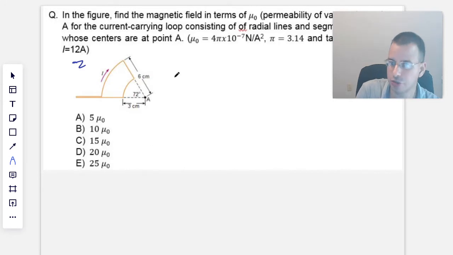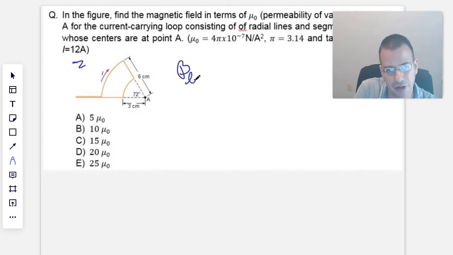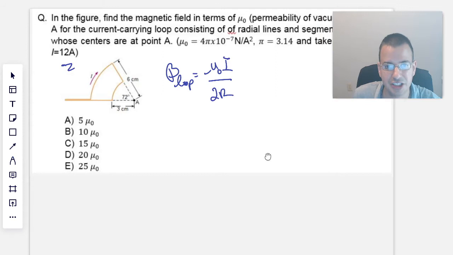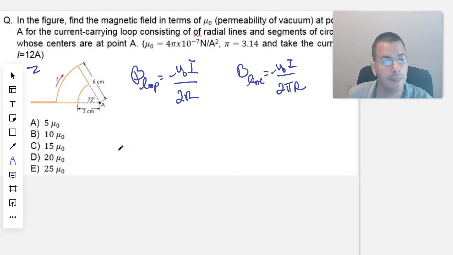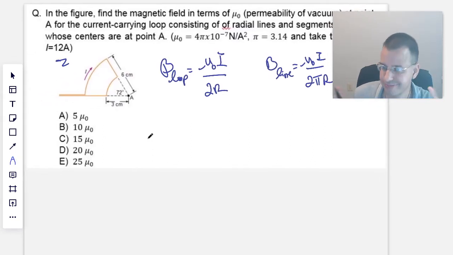First thing we're going to do is there's two formulas we need to think of here. So we have magnetic field due to a loop, which is mu naught I over 2R. In a similar way, the magnetic field formula we're going to want to know is due to a line, which is mu naught I over 2 pi R. And these you just memorize them. You can derive them, but it's not worth it. They're kind of standard and taken for granted.